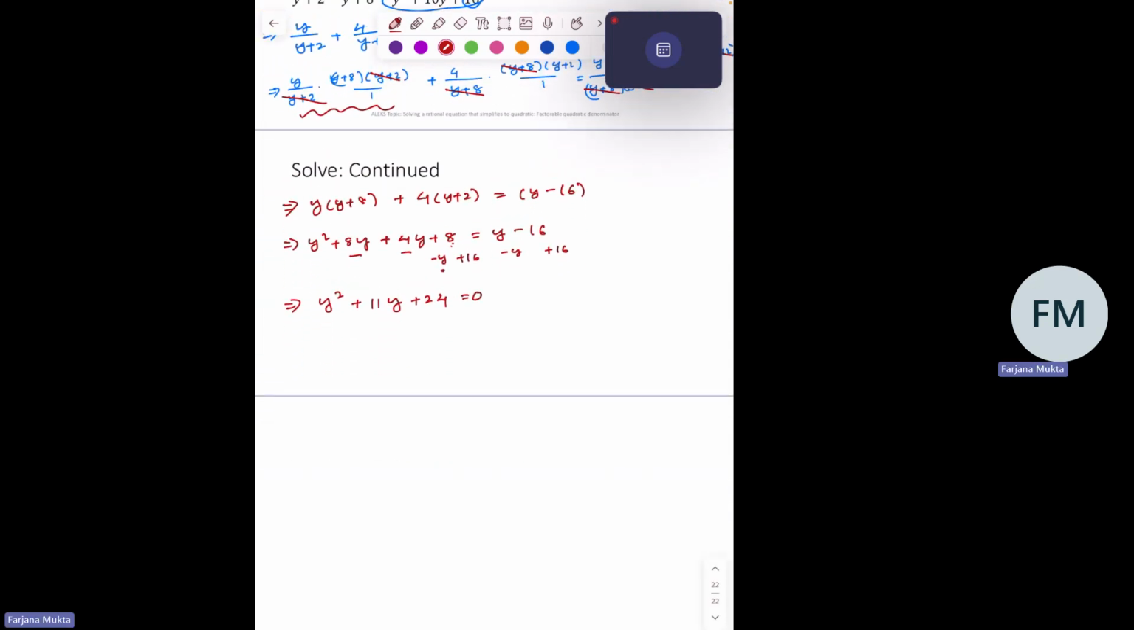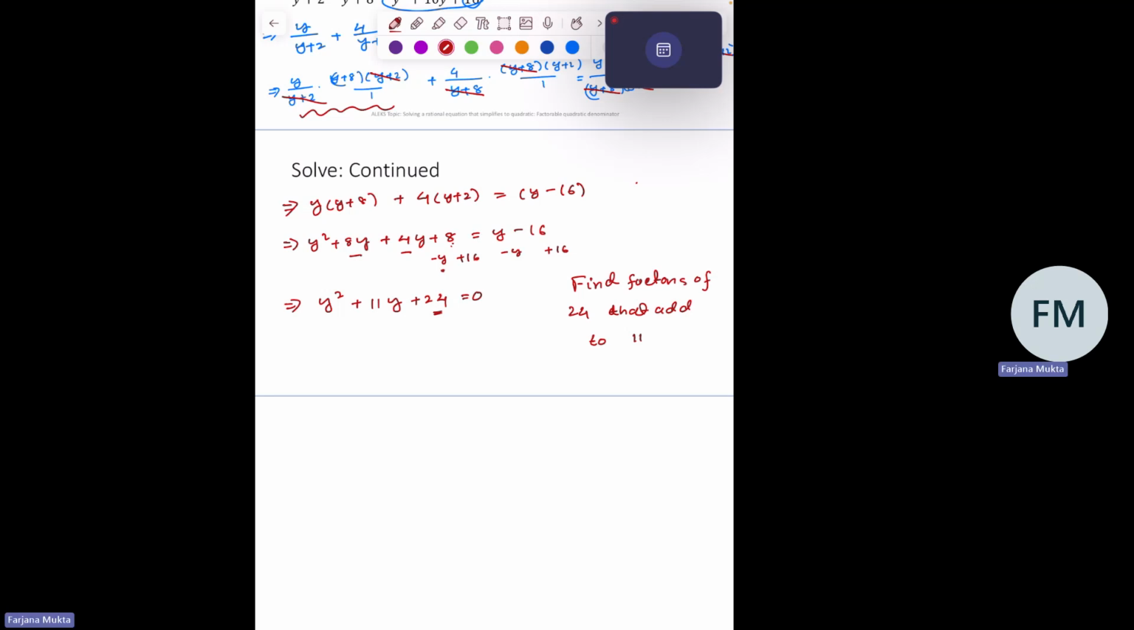All right, now this is a quadratic. And since we are solving it, we will factorize it, and we'll get two solutions for y, right? In terms of factorization, this is a quadratic with three terms. The leading coefficient is 1. So we'll find factors of the constant term, factors of 24 that will add to the middle coefficient 11. So what could be some factors?